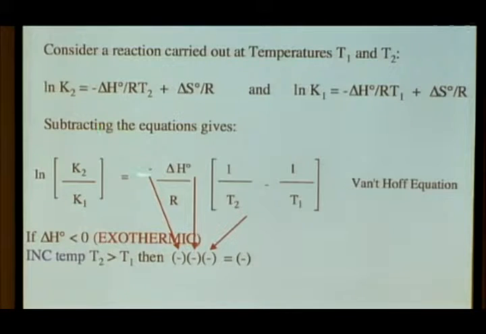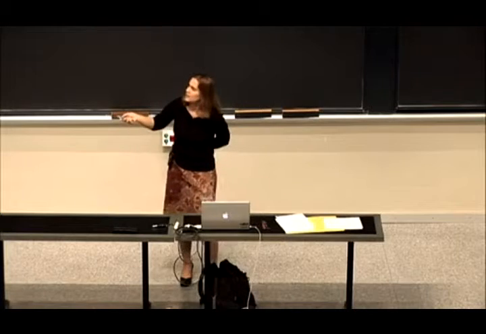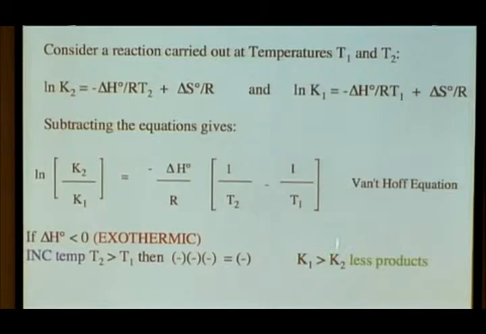So there's a minus in the equation. Let's put the minus down here. Delta H naught is negative. It's exothermic reaction, so that's another negative sign. And if we're increasing the temperature and T2 is greater than T1, then this temperature term will also have a negative sign. So if you have negative times negative times negative, you're going to get a negative for your net result over here. And what that will mean in terms of K2 and K1 is that K1 will be greater than K2.